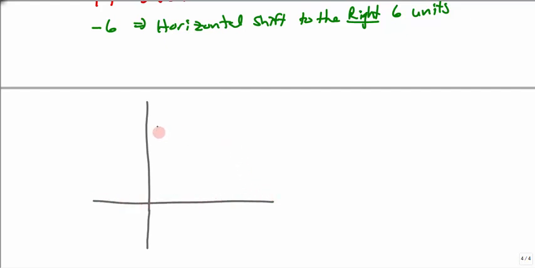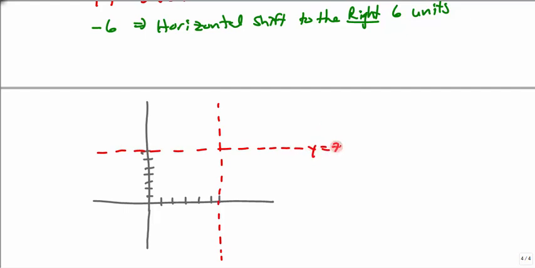So my vertical asymptote was at x equals 0, but since I moved it 6 units to the right, 2, 3, 4, 5, 6, I have a new vertical asymptote at x equals 6. And this totally makes sense because my function is undefined at 6. Now my old horizontal asymptote was at y equals 0, but I moved it 7 units up. So my new horizontal asymptote will be right here. So this is at y equals 7. This was x equals 6.